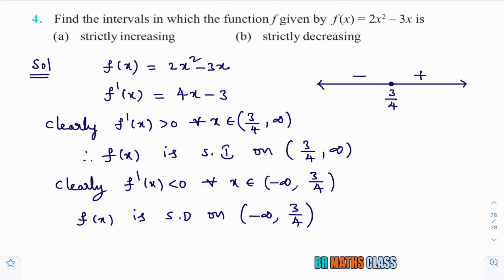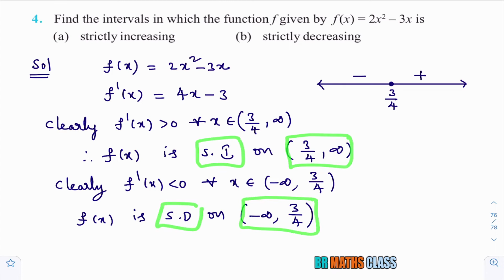What is the question? Find the intervals in which the function is strictly increasing and strictly decreasing. In this interval, the function is strictly increasing, and in this interval, the function is strictly decreasing. I hope you understand this problem.